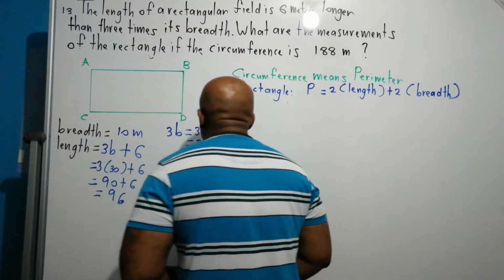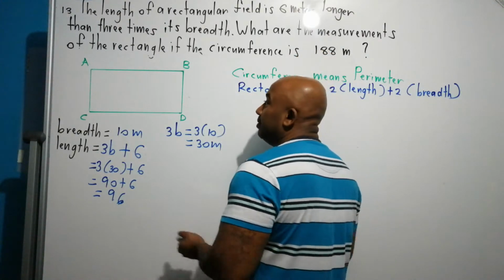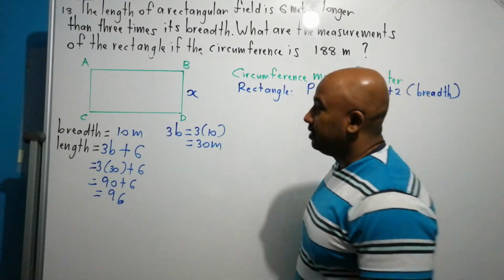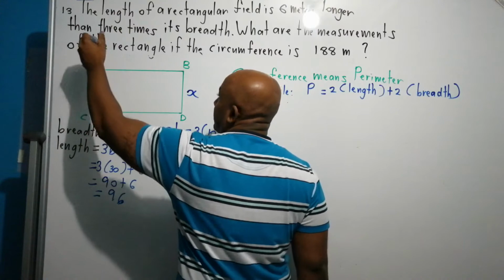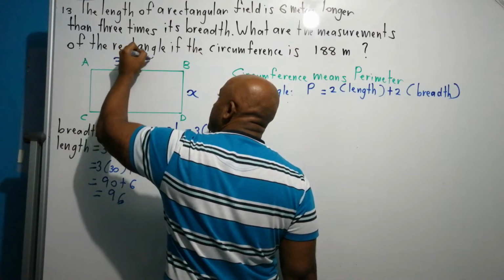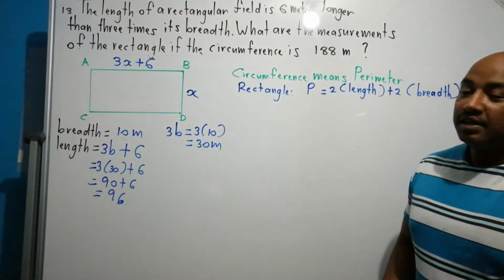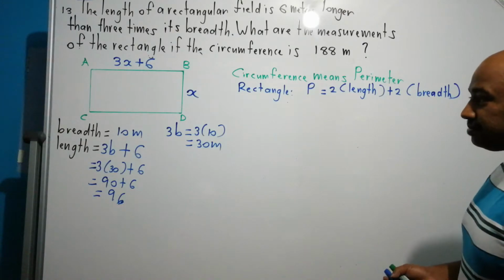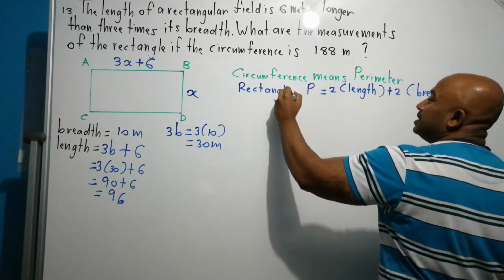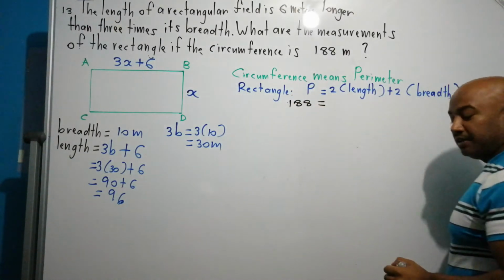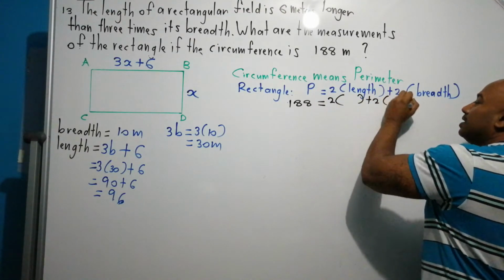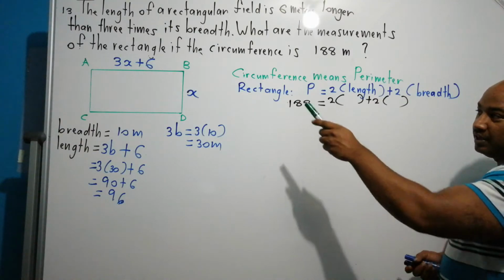So if we do not know what the breadth is, let's call the breadth x. Then your length is going to be 3 times the breadth plus 6, because it's 6 meters longer than 3 times the breadth. Now what is the perimeter? We are given the perimeter, which is 188, which is equal to 2 times the length plus 2 times the breadth.